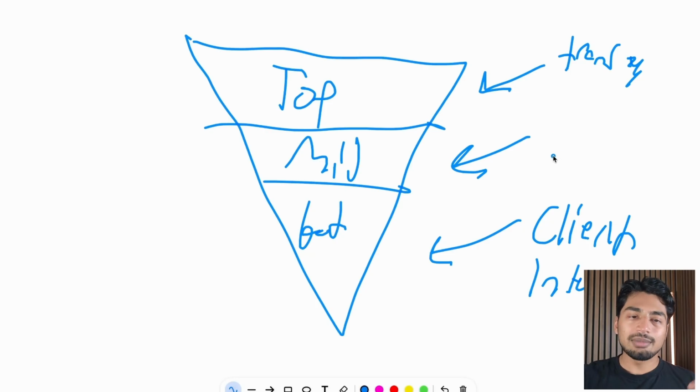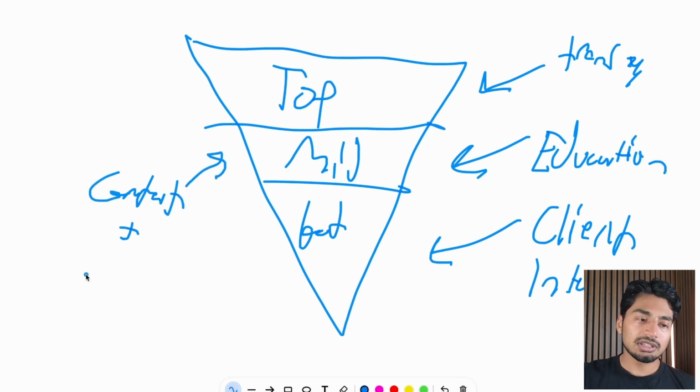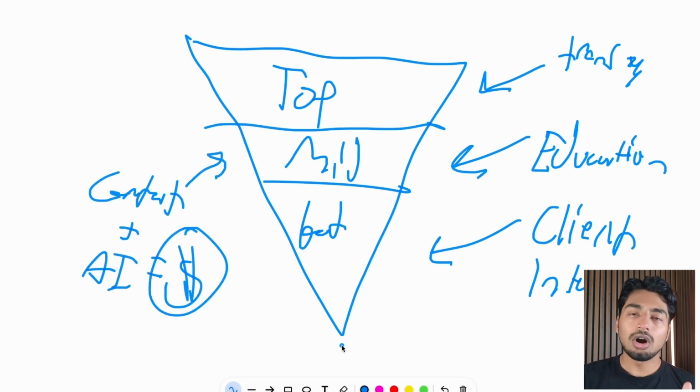And then if you're sort of in between that, in my opinion, you should be doing middle of funnel, which is like education content, which is what I would consider this video. So if you're watching this video, this is educating you on how to use content plus AI to make more money. This is educating you on the entire process.